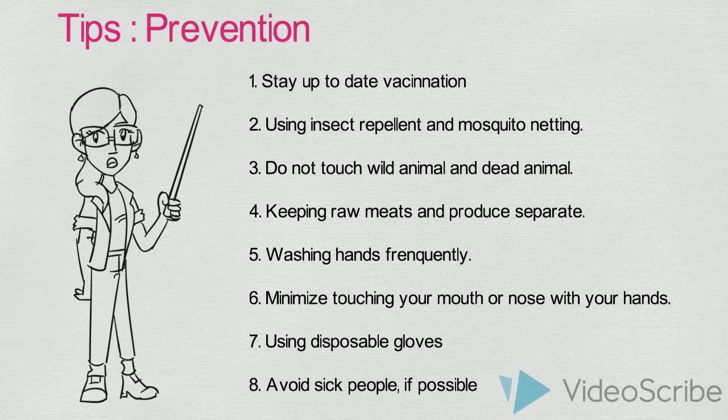Number 3. Avoid cross-contamination by keeping raw meats and produce separate. Number 5. Wash your hands or use hand sanitizer frequently. Number 6. Minimize touching your mouth or nose with your hands. Number 7. Use disposable gloves. Number 8. Avoid sick people if possible.